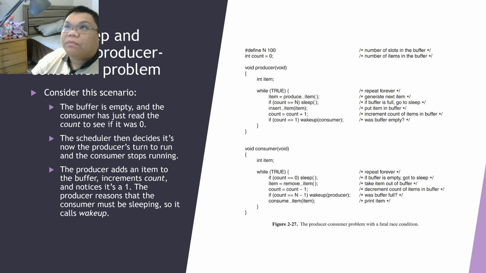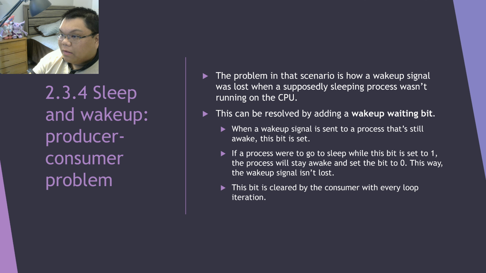If a process tries to wake up the other process and it thinks it's asleep, it might not be asleep. It might be in the waiting queue for the CPU. So we need some way of saving that wake up signal. That's a problem here. And it turns out there is a way to do that.